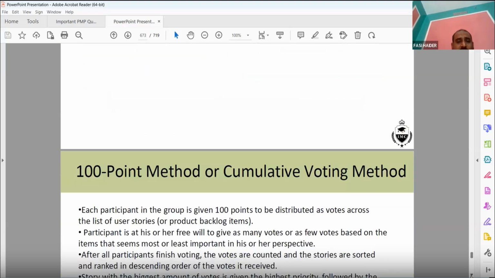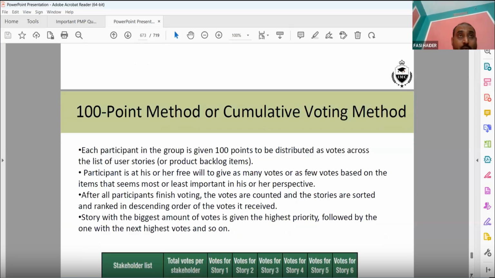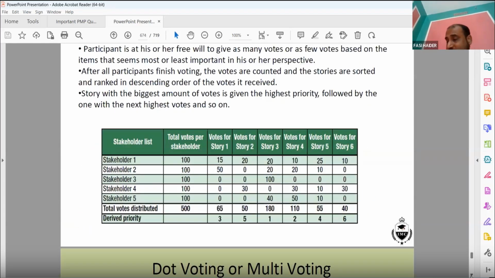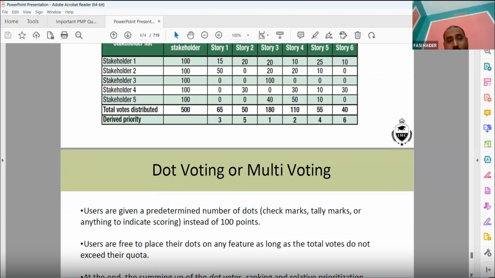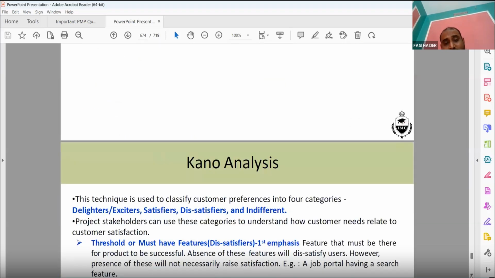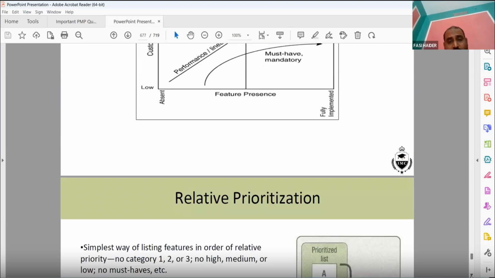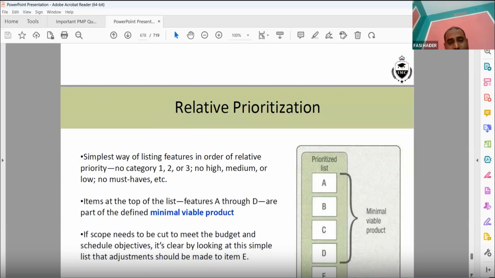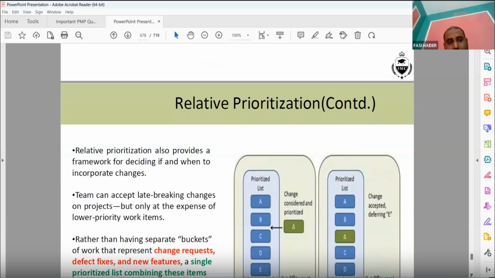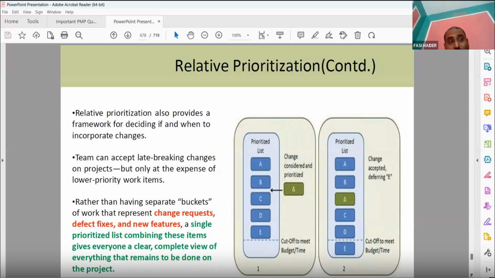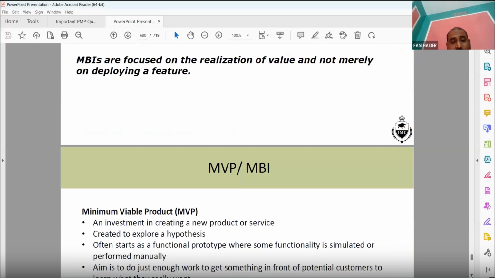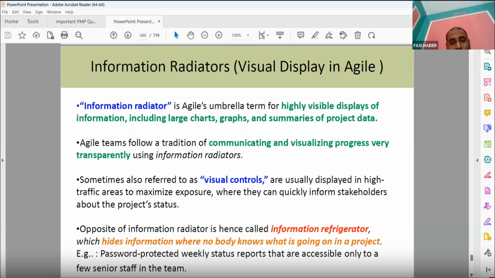100 point or cumulative voting method. You give 100 points and people distribute them based on their understanding. Somebody gives 10 points, 5 points, 15 points to one feature, then to another feature, and another, but you cannot spend more than 100. That is 100 dot voting or multi voting. Kano analysis, which makes people very happy when the features are achieved. Relative prioritization, which is more important, which is less important. Minimum viable product: what is the minimum required to let the product or software run? Definition of done means what? That means it is working.